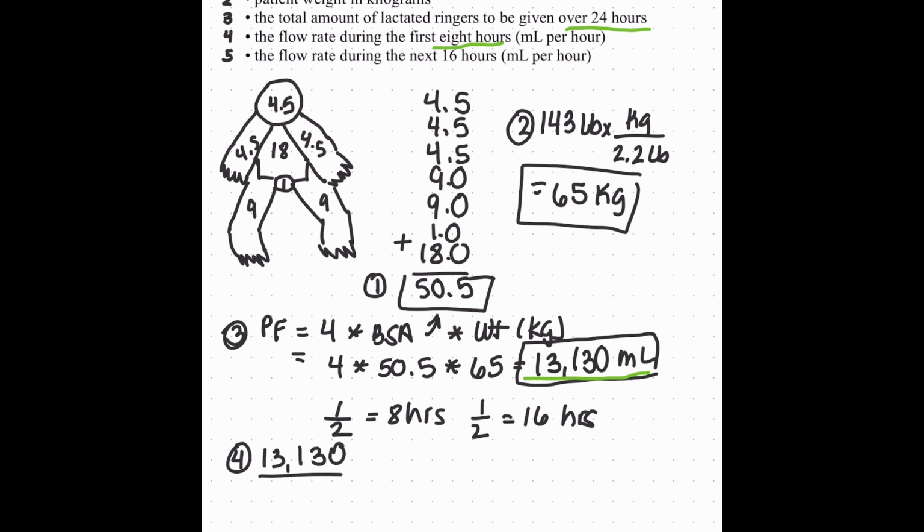And again, half of this total volume over the 24 hours will be given in the first 8 hours of patient care, and the remaining half of the fluid will be given over the last 16 hours of patient care. So you divide 13,130 by 2 to get half of it, then divide that by 8 hours so that you know what to set your pump at for milliliters per hour. I'll speed up part 5 here so you can see how I finish this problem.